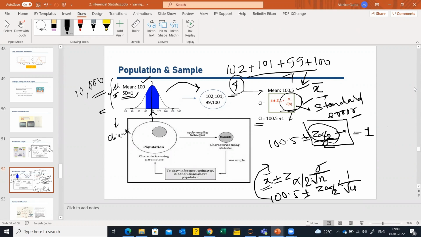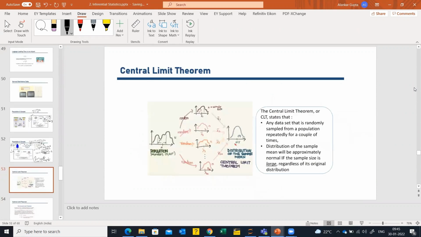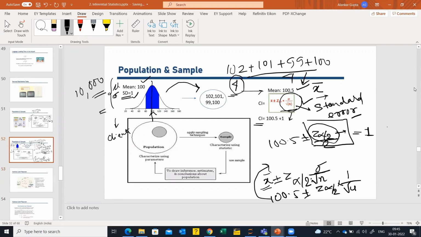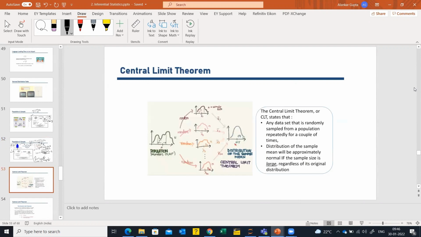So we will look into the central limit theorem now. If you have any question about this, please let me know. Is there anything in particular you are not able to understand? Or let's go into the central limit theorem. You will be able to understand this, or we will revisit it again.